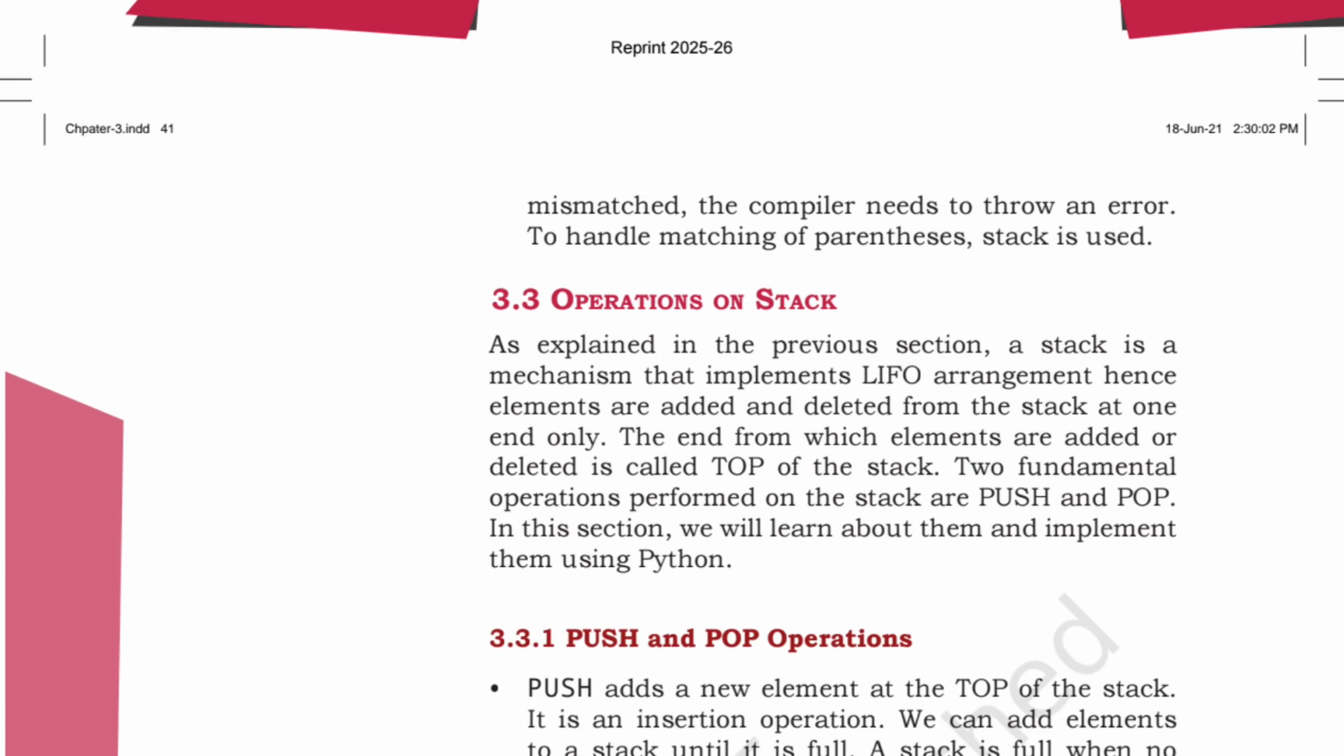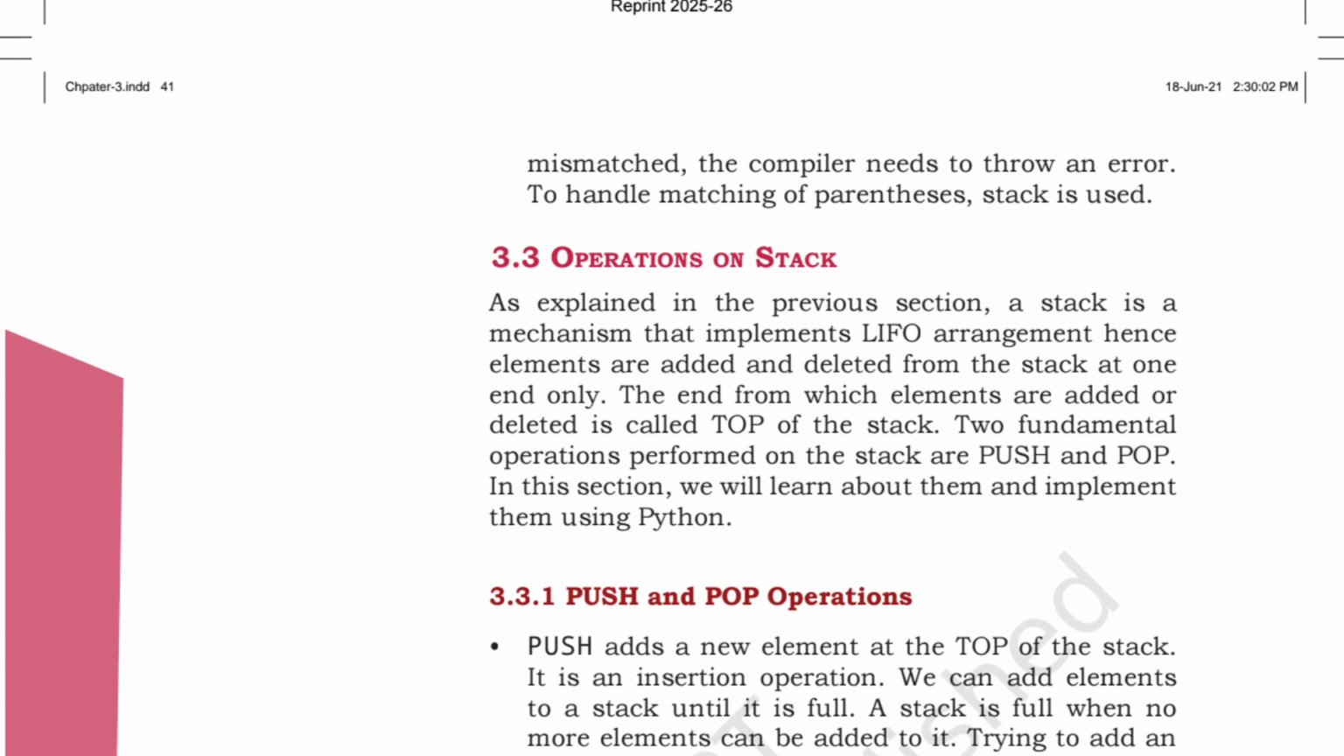Now, operations on stack. As explained in the previous section, a stack is a mechanism that implements the LIFO arrangement. Hence elements are added and deleted from the stack at one end only. Over here we are using LIFO, that is last in, first out. In the stack, the end from which elements are added or deleted is called the top of the stack. From the top of the stack we delete and add elements. Two fundamental operations performed on a stack are push and pop.